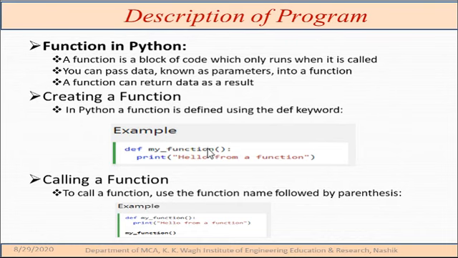When we want to perform a specific number of lines of code multiple times, we can define a function. By defining that function, we can call it any number of times to avoid redundancy of code. To call the function, we can call it directly with the help of the function name.